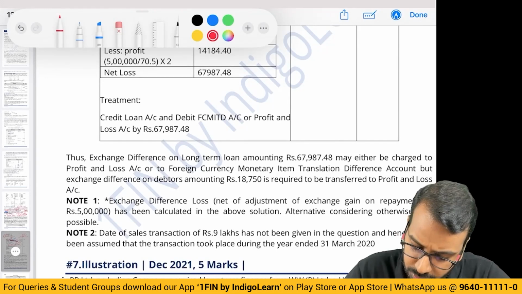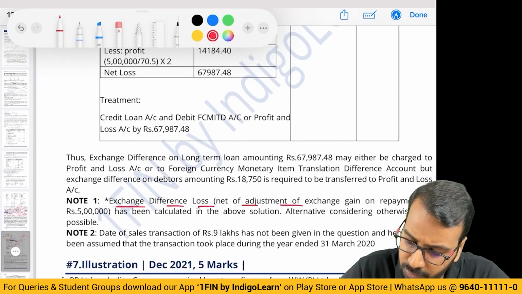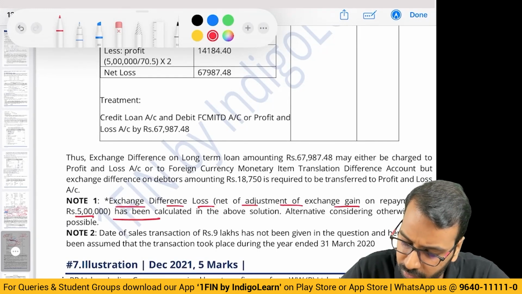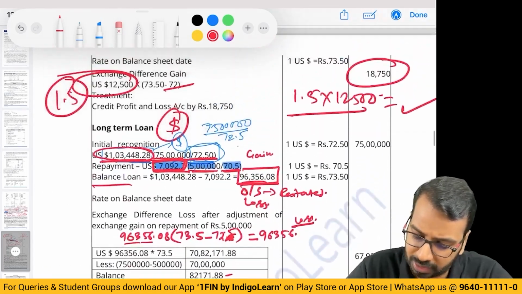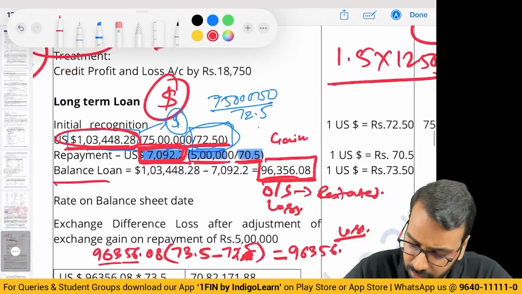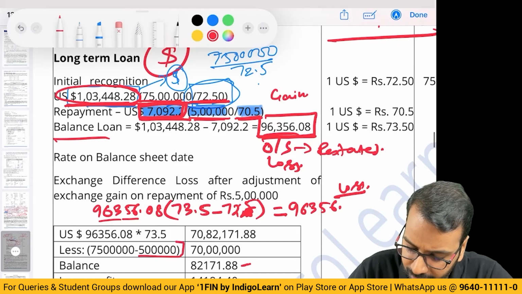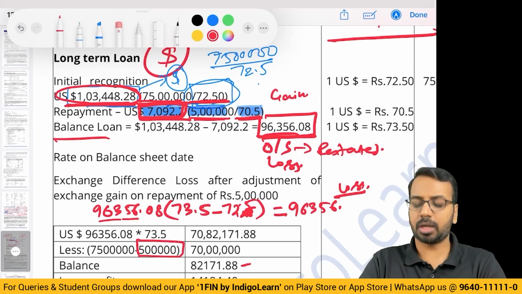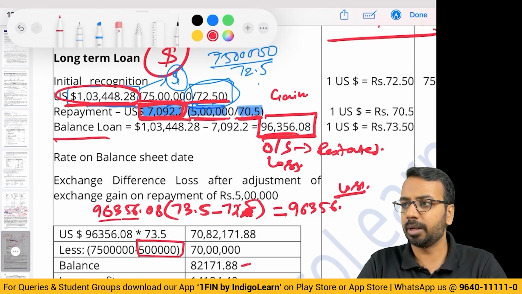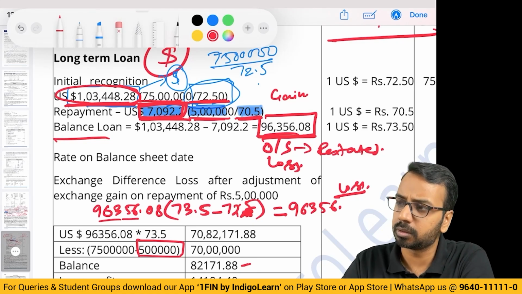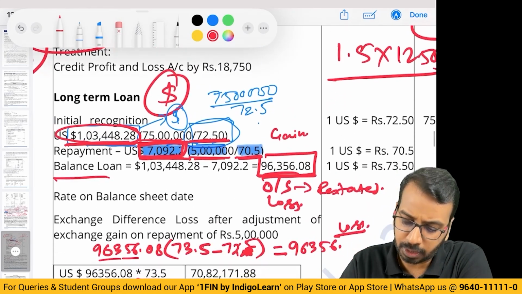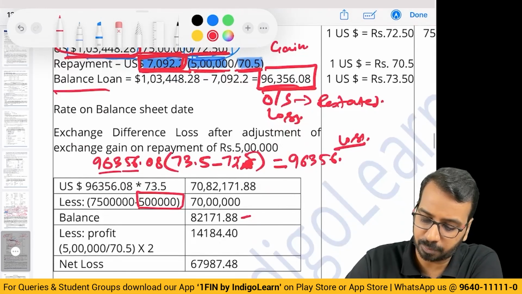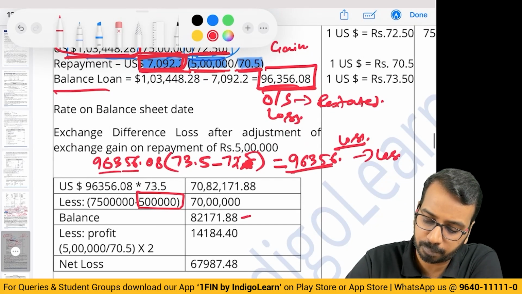Okay, so exchange difference loss net of adjustment of exchange gain on repayment has been calculated. Alternative considering otherwise also is possible. So what they have done is they have considered this 5 lakhs whatever has been repaid. So this is not an appropriate adjustment. 70.5. Why 70.5? That is for this gain transaction. This I am talking about loss.